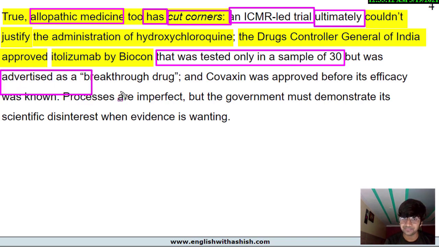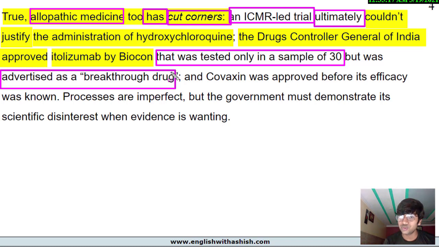Now understand this. This clause has two predicates, right? That was tested only in a sample of 30 but was advertised. That was tested but advertised. Tested only in a sample of 30 but advertised as a breakthrough drug. Getting it? Again, after this we have a semicolon. That means again a part related to this is going to come. And Covaxin was approved before its efficacy was known.